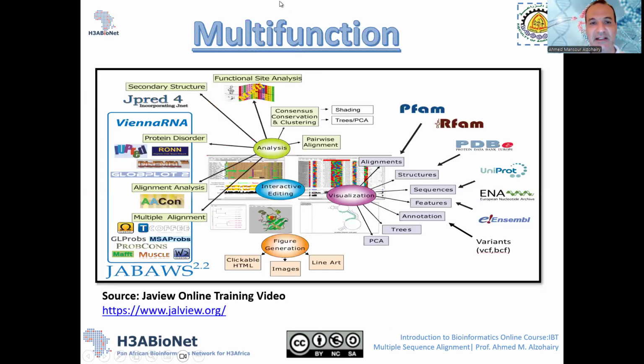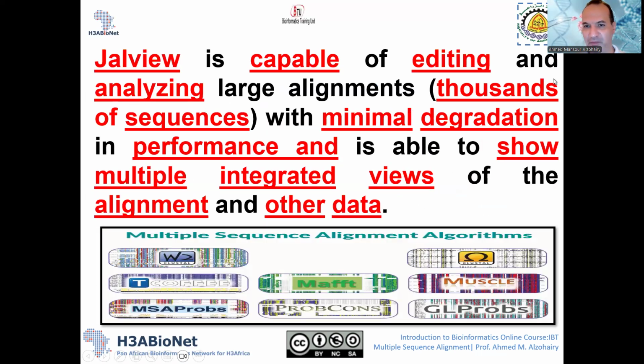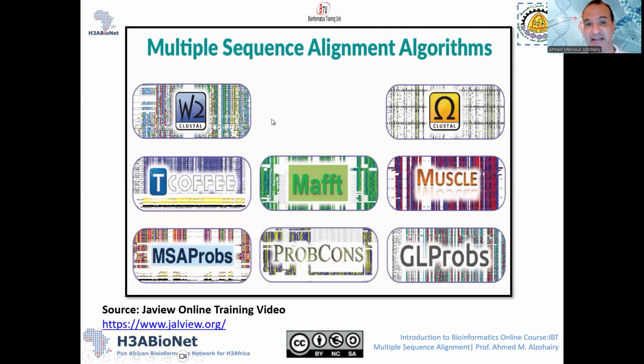So as we described in earlier lectures, there's multi-functionality in Jalview, and that's why it's one of the favorite programs used by bioinformaticians. And as we see, it can edit and analyze, of course, large alignments with minimal performance degradation. That's why I like to use it, and it has many multiple sequence alignment algorithms like ClustalW, Clustal Omega, and also MUSCLE, MAFFT, T-Coffee, JABAWS, ProbCons, and MSAProbs.